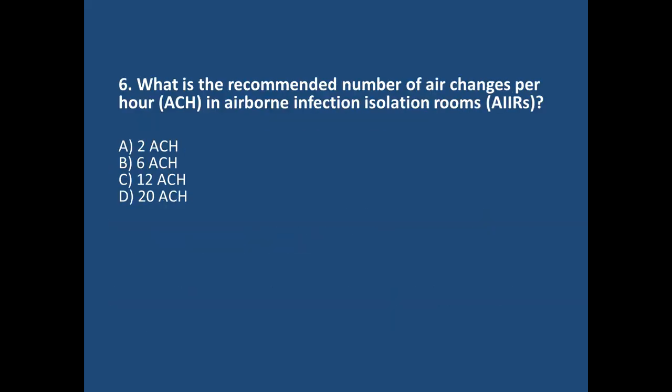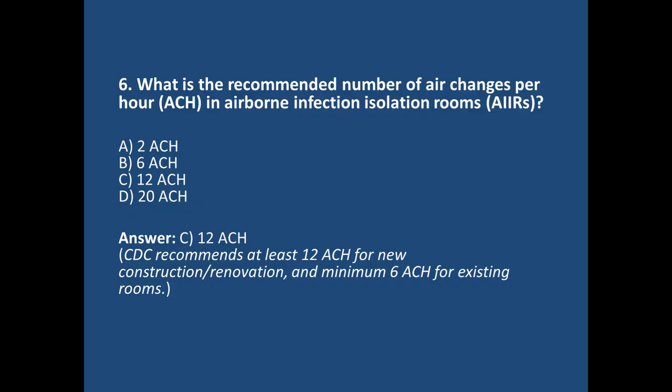Question number 6. What is the recommended number of air changes per hour in airborne infection isolation rooms? A. 2 air changes. B. 6 air changes. C. 12 air changes. And D. 20 air changes. And the answer is 12 air changes. CDC recommends at least 12 air changes for new construction and renovation, and a minimum of 6 air changes for existing rooms.